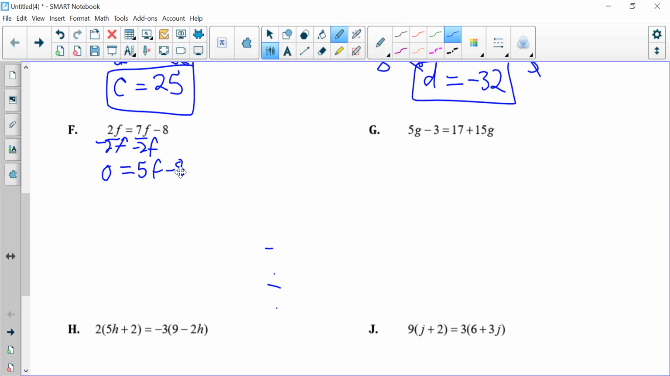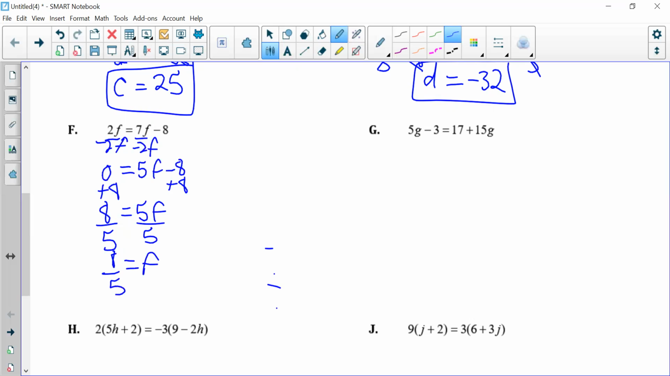I want the constant on the other side, so I'm going to add 8 to both sides. So I get 8 equals 5f. Divide both sides by 5. So I get f is equal to 8/5.